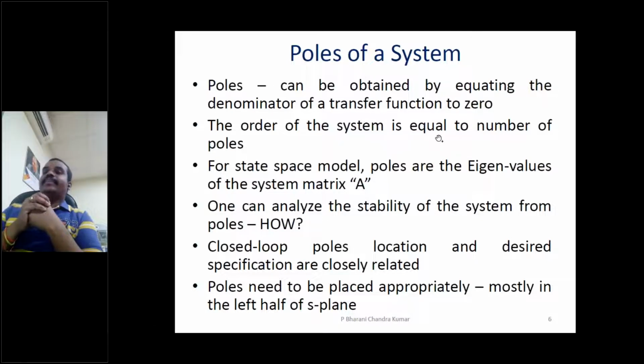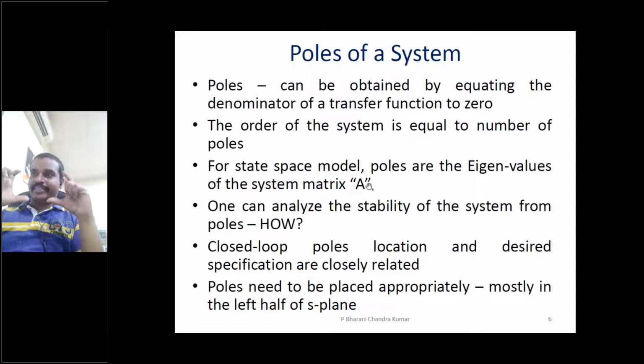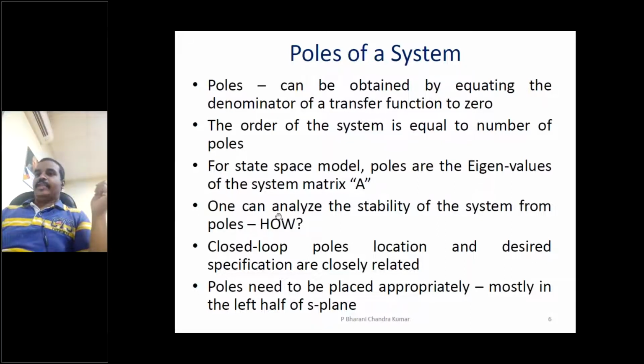And generally, how do you find the poles of a system? From the system matrix A, the eigenvalues. Since it is a 2 by 2 matrix, there will be two eigenvalues, which is equal to the order of the system. If you convert it back to the transfer function, it will be the second order transfer function, and vice versa. From the poles, one can also analyze the stability of the system. This is very important. If you know the pole locations, you can tell about the stability.